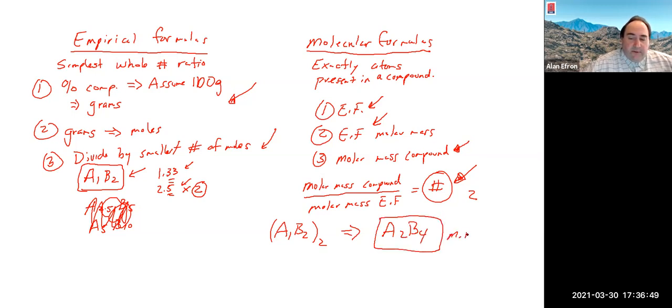So those were the steps that we talked about last time in terms of calculating the empirical formula and calculating the molecular formula. Obviously, if you were given the molecular formula up front, you could reduce it down. If you could do that by whole numbers, that will get you to your empirical formula. Any questions on the stuff we talked about last time?